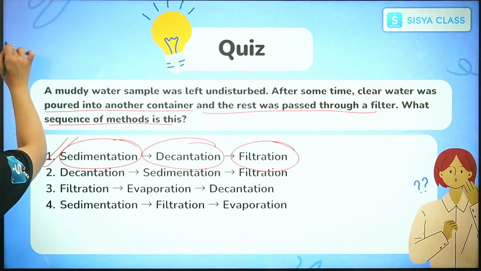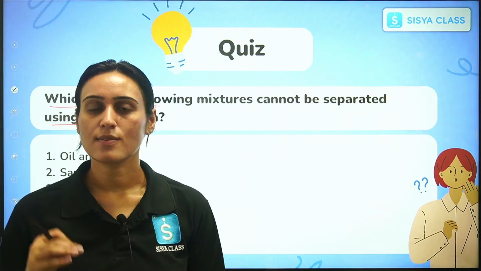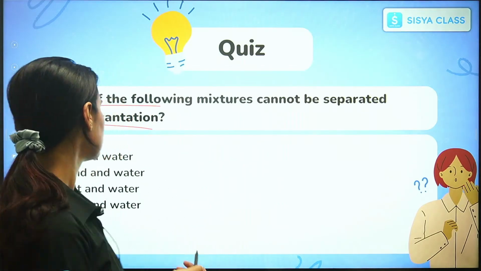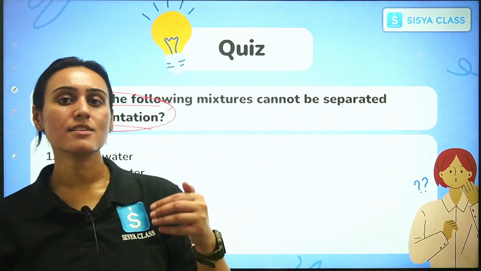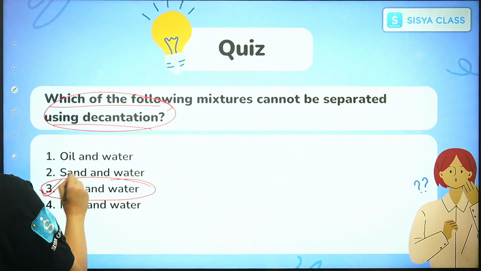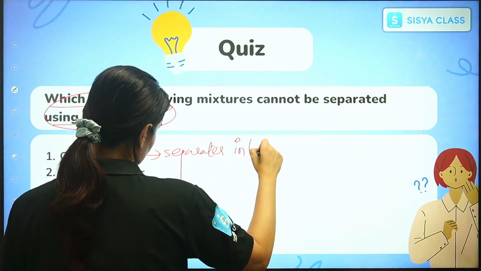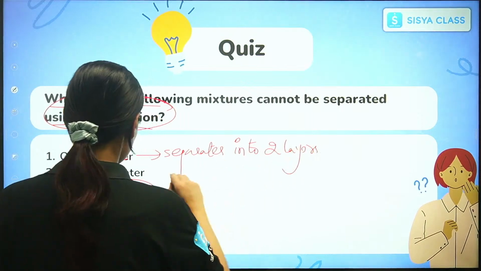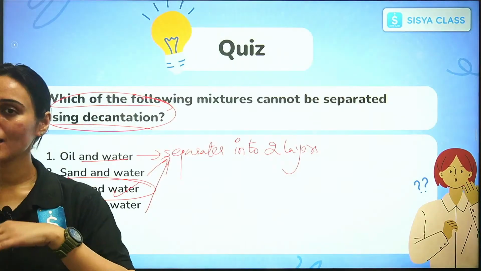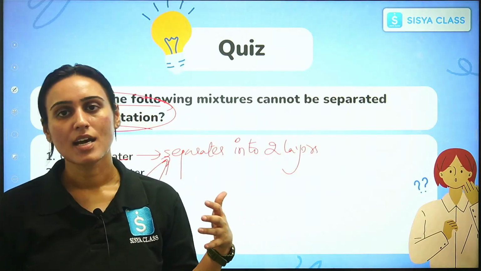Okay. Now, which of the following mixtures cannot be separated using decantation? Such mixtures which are soluble in each other, you cannot separate with the help of decantation. For that, you need insoluble components. In this case, we have soluble components, as you can see here. This separates out into two layers. This also, this also. This salt plus water, it completely dissolves into one another. It will not separate out into two layers. You cannot use decantation as a process in order to separate them.